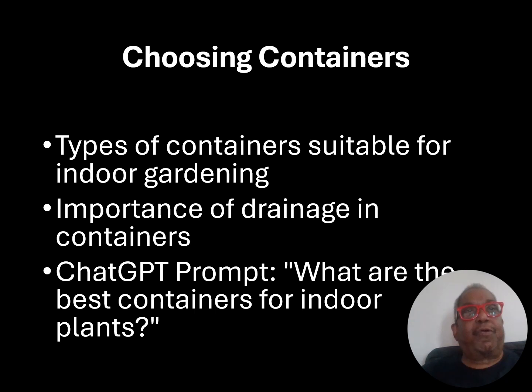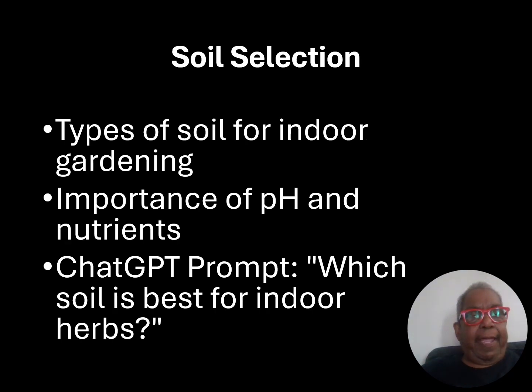It's kind of like an infrared sunlight. And obviously, if you're going to grow inside, you need containers. ChatGPT can help you figure out what containers to use for your indoor plants. Here's a sample prompt: What are the best containers? You obviously need to have some soil. So what type of soil is best for your indoor herbs?